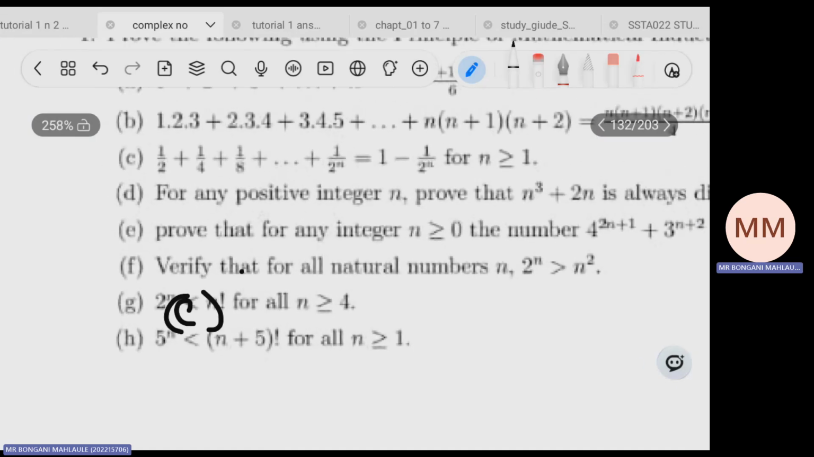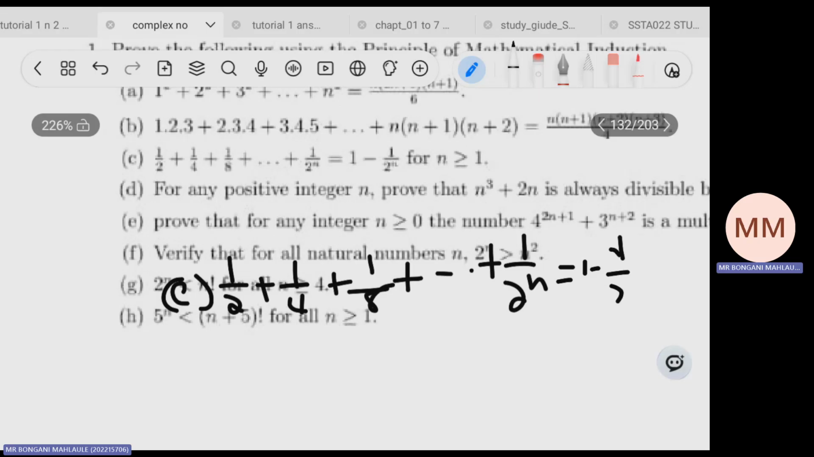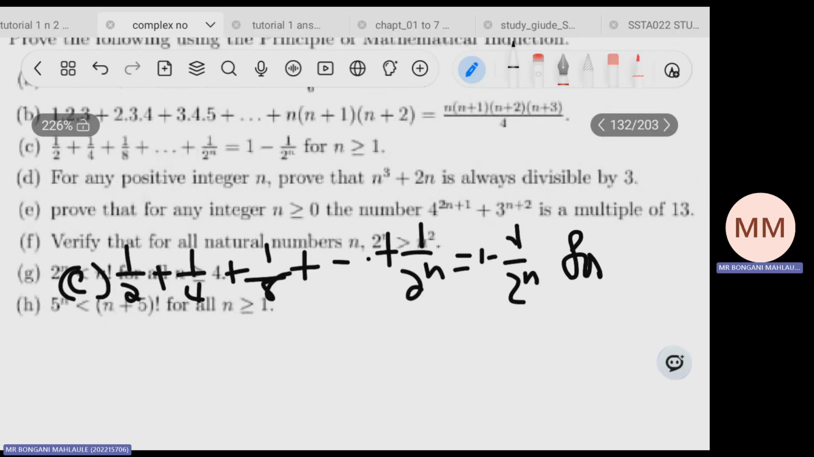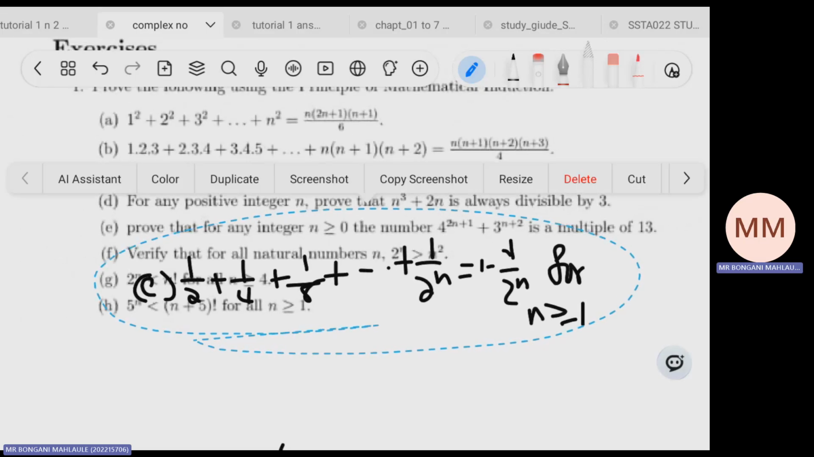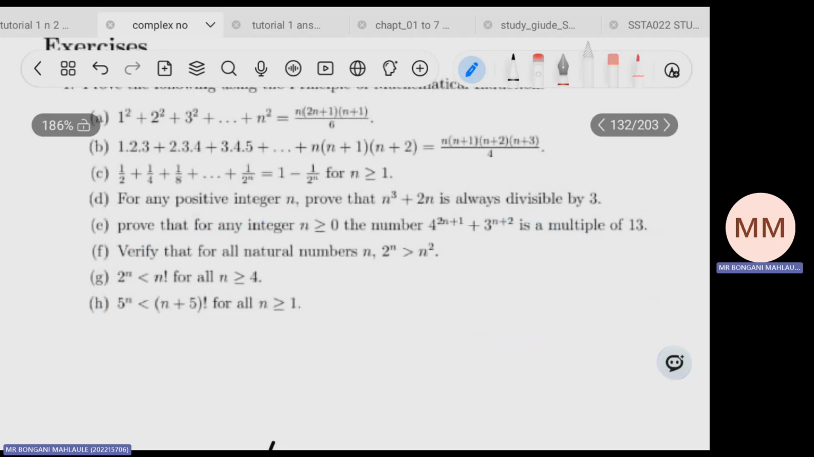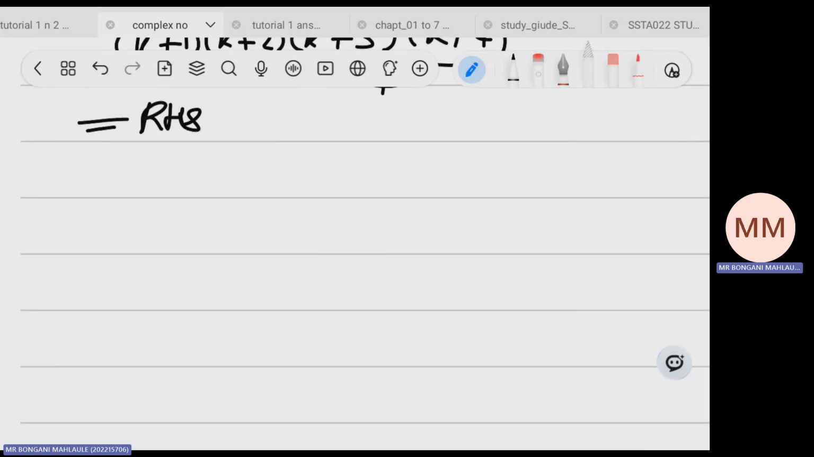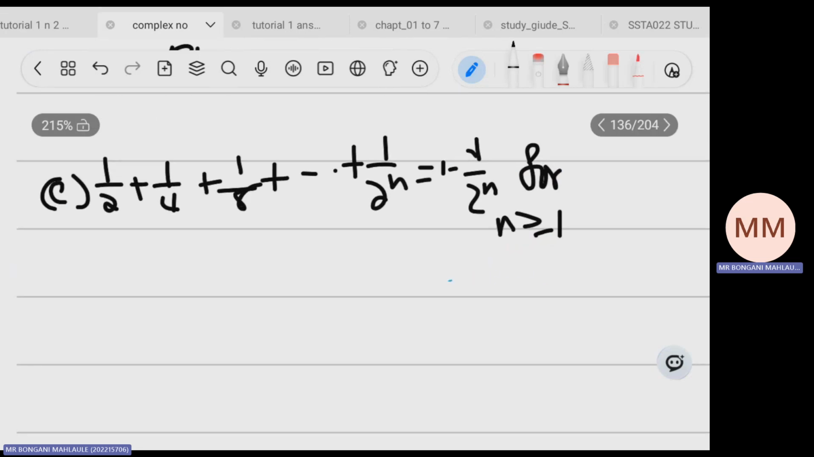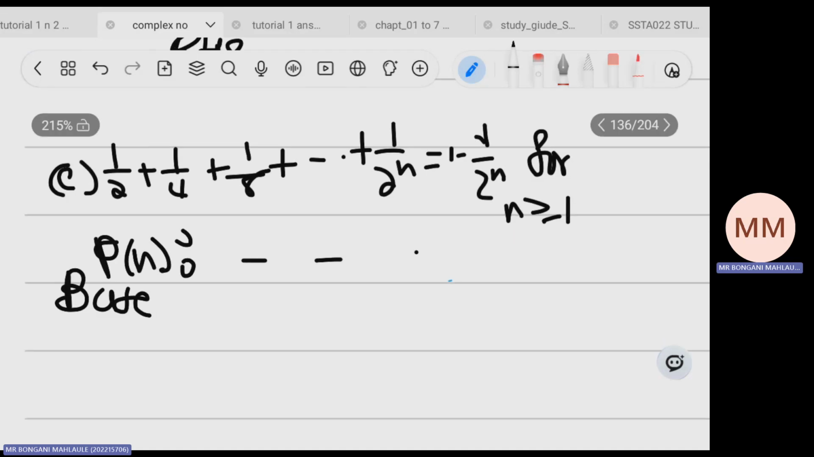So you're given C: 1 over 2, 1 over 4, and they said n is greater or equal to 1. So in this case, it means we're not starting from n equal to 0, but n equal to 1. So you'll write your base case. Let P of n be the statement, and you write your base case.